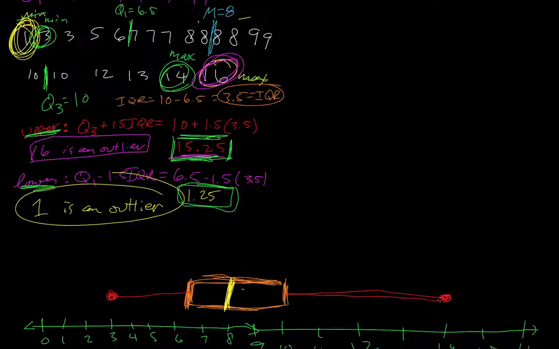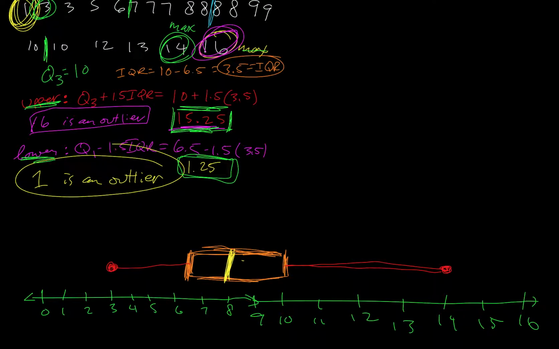And then we're going to put our outliers on there as well, because they're a part of our data, so they're still important. So we have our 16 and then our 1. And so this would be our new box and whisker plot.